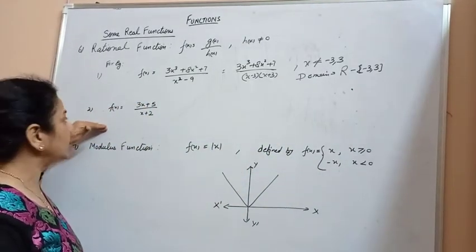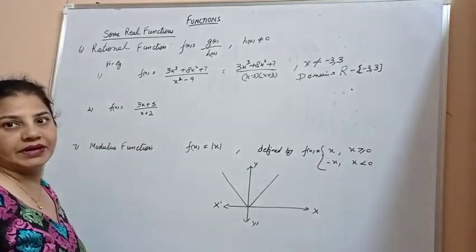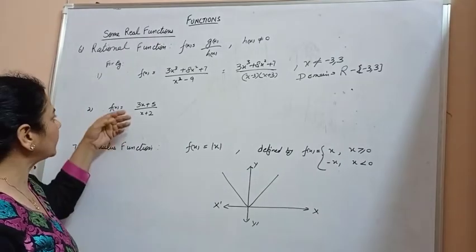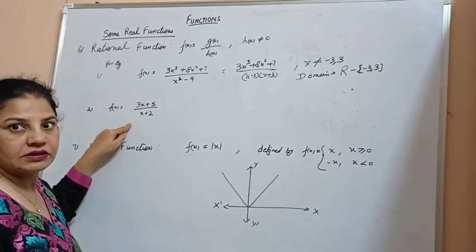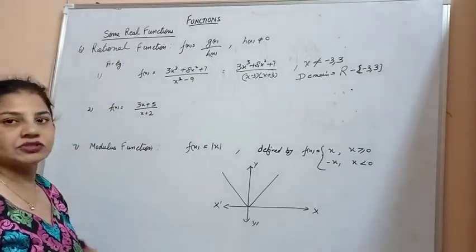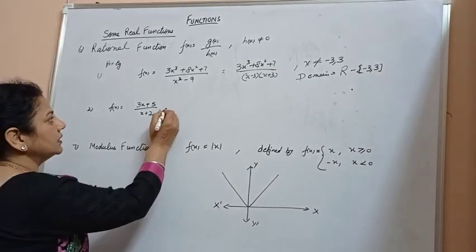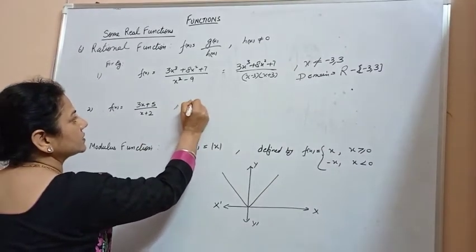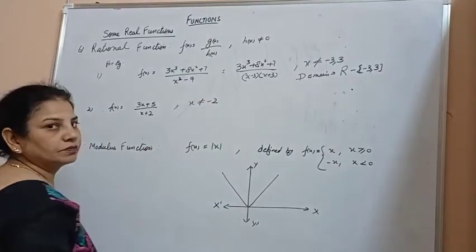Proceeding to the next function, f(x) = (3x + 5)/(x + 2). Again the function is in the form of g(x)/h(x), and the condition for a real rational function says that the denominator function should not be equal to 0. That means in this particular case, x should not be equal to minus 2.